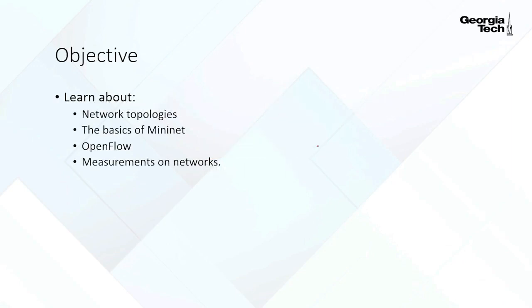There are four main objectives for this class. The first one is to learn about network topologies. The following is to learn about the basics of Mininet, which is going to be briefly explained later. You're going to learn about OpenFlow, which is an SDN protocol that is going to be really interesting to us to learn about how you can implement SDNs in the real world. And finally, we're going to learn how to do measurements on networks to learn about the rules that you implemented and additionally the topologies that underlie these rules.